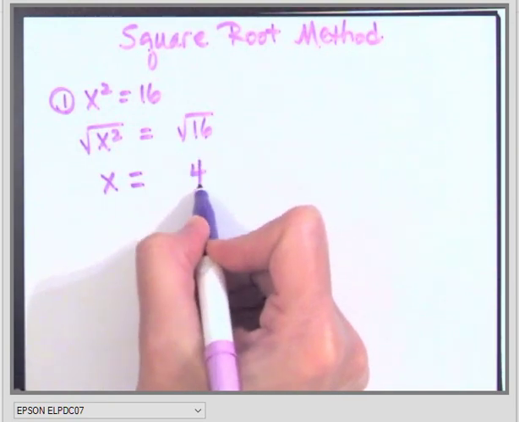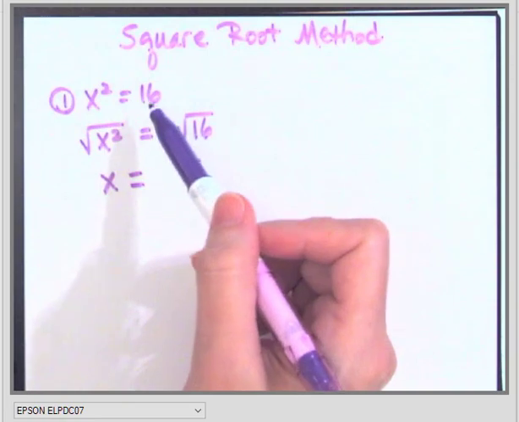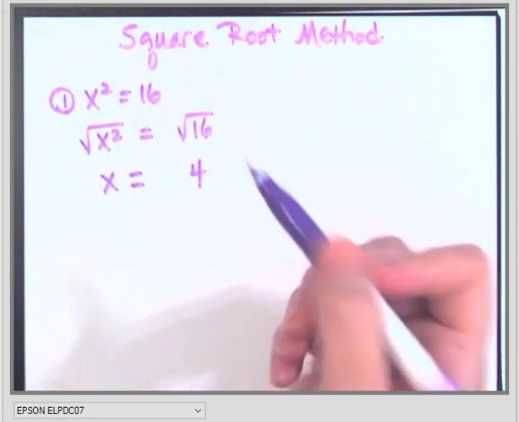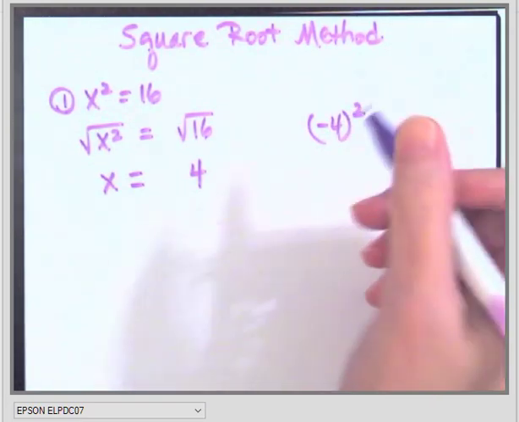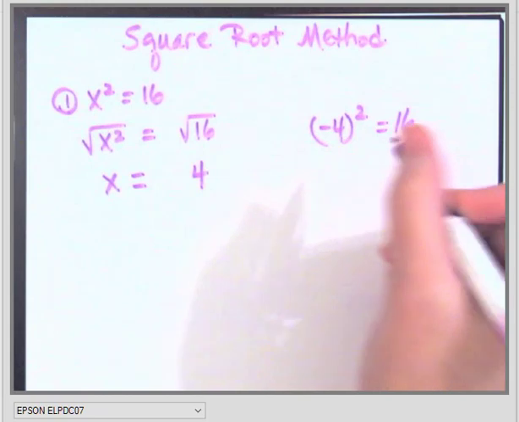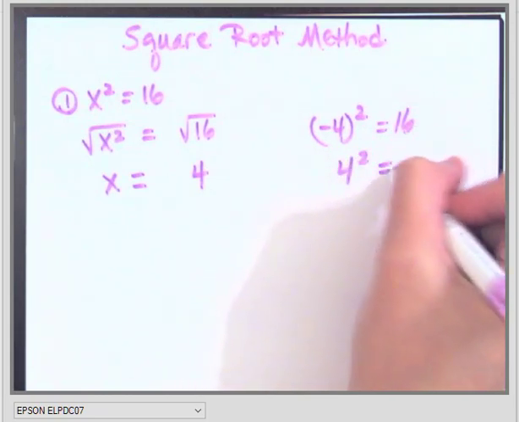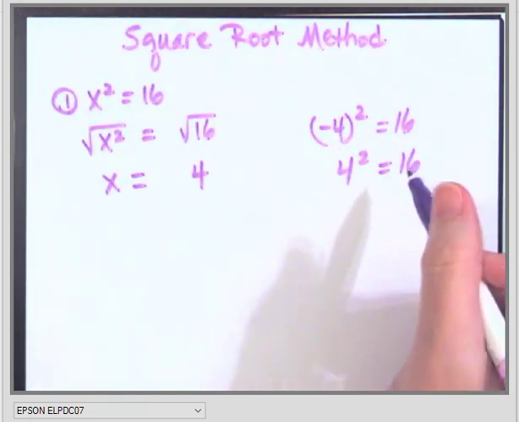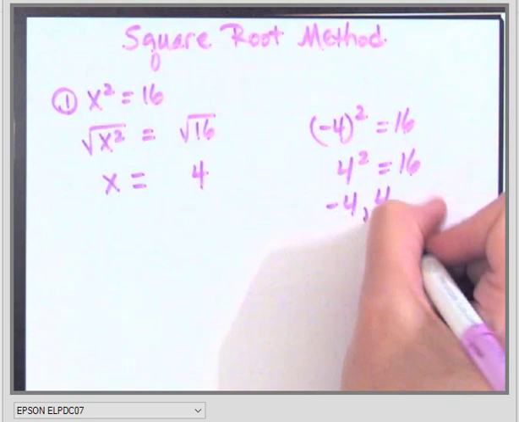That would be 4. And when you solve an equation, you want to know all the numbers that you can square to get 16. We can also square negative 4. Negative 4 times negative 4 is positive 16. And we just said that 4 squared is 16. That means we have two answers. We could have negative 4 or positive 4.